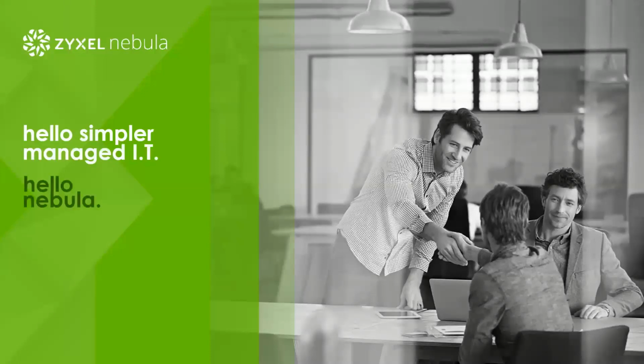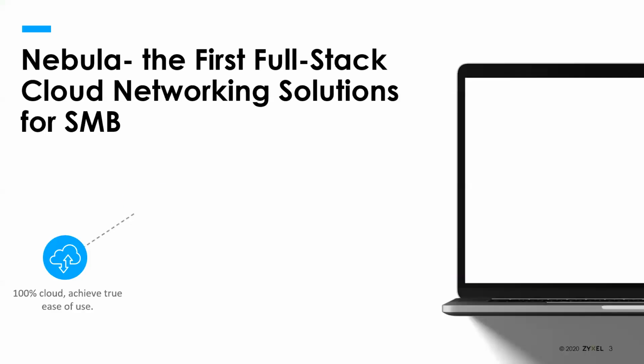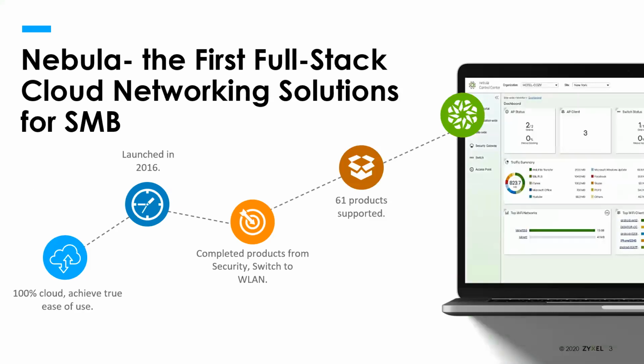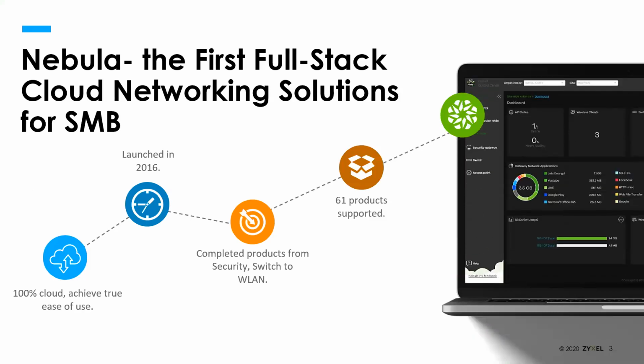So today we're talking about Nebula. Nebula was the first full stack cloud networking solution aimed at SMB. We launched this all the way back in 2016. So we've been working on it now for 7 years since we launched it, constantly improving it for you. Back in 2016, cloud was pretty much exclusively for enterprise and oftentimes restricted just to wireless access points. So when we launched Nebula in 2016, we had support for security gateways, switches, and access points, and we've expanded a little bit since then to some other products as well.